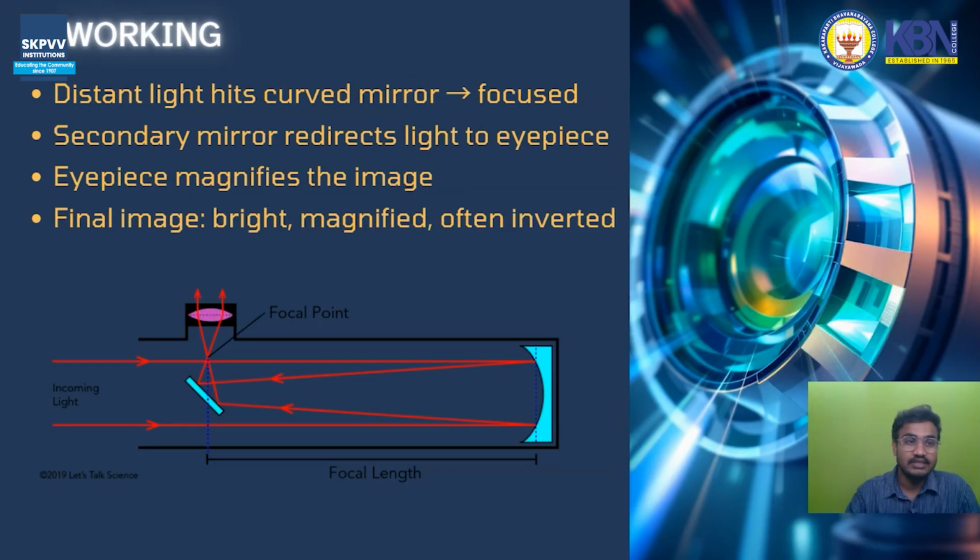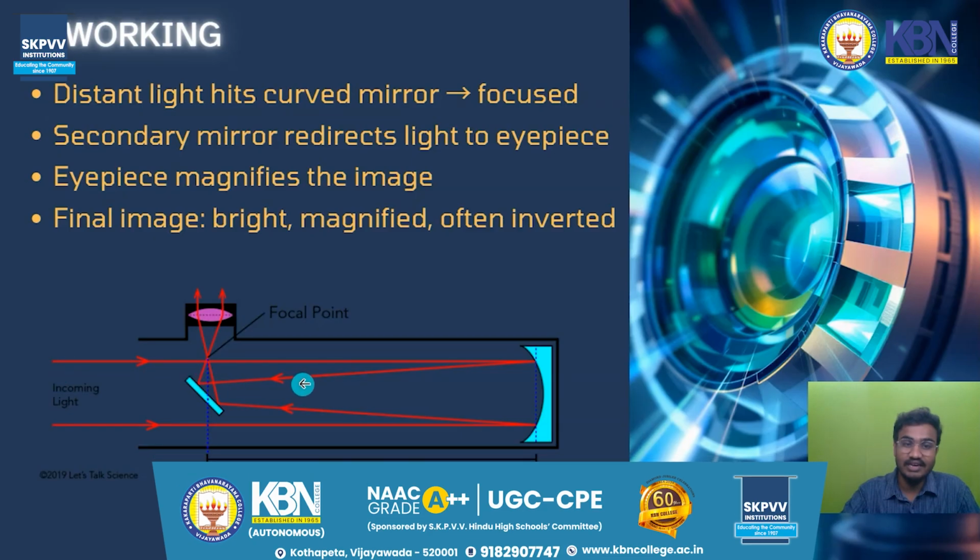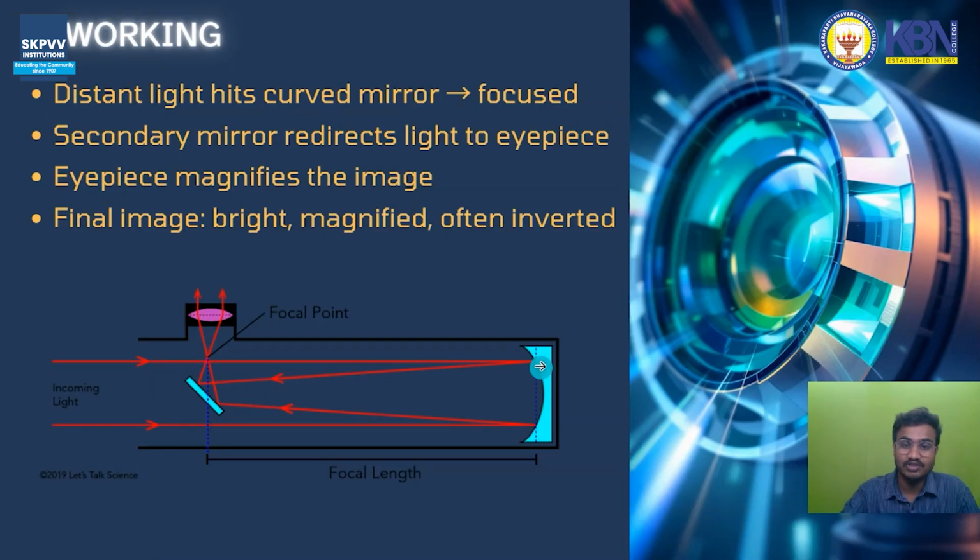Okay. Coming to the working principle, the incoming light coming from the far object will fall onto the primary mirror over here. The primary mirror, a concave mirror, will reflect the light onto this secondary mirror, which is held at a 45 degree angle. Here we can clearly see this incoming light coming from a far object. It falls on this primary mirror, and this primary mirror reflects the light onto the secondary mirror, and this secondary mirror will reflect the light.